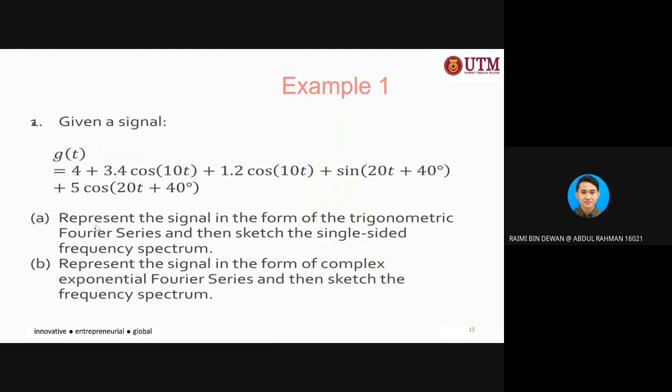Now first question A, you want to represent the signal in the form of the trigonometric Fourier series and then sketch the single-sided frequency spectrum, means it's only single-sided. Second, represent the signal in the form of complex exponential Fourier series and then sketch the frequency spectrum. Okay, what do you think? Is it a double-sided or single-sided spectrum for 1B? Can you guys answer in the Google chat?